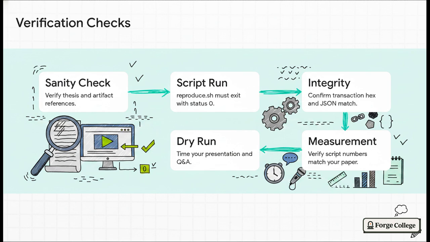Step 2, run that reproduce.sh script and make absolutely sure it exits 0. Step 3, check your artifact integrity. Make sure your hexes and parsed JSONs actually match. Step 4, rerun a measurement script and verify the numbers match your paper. And Step 5, a timed presentation dry run. If any of these fail, just fix it, document it, and run it again.